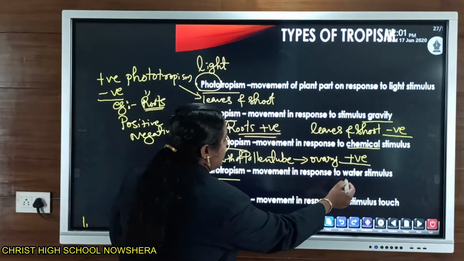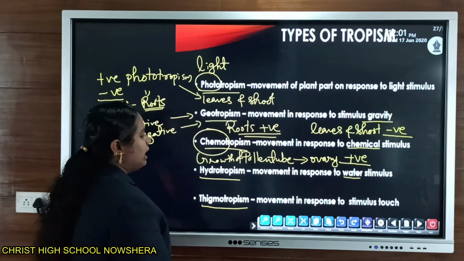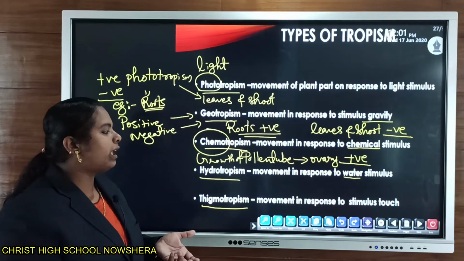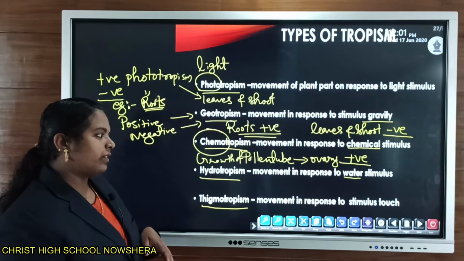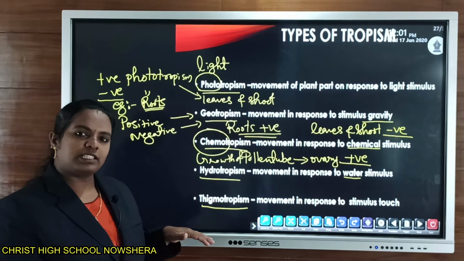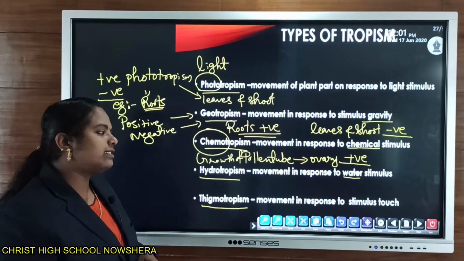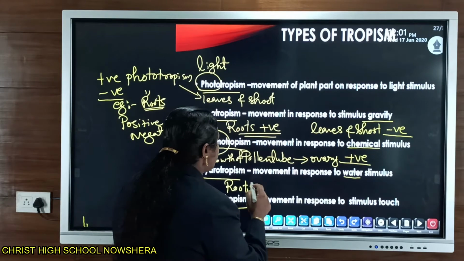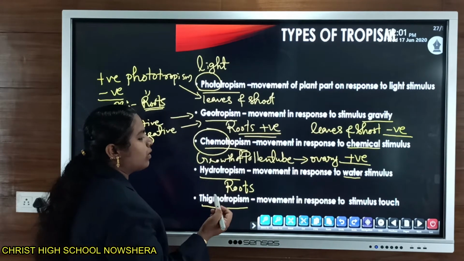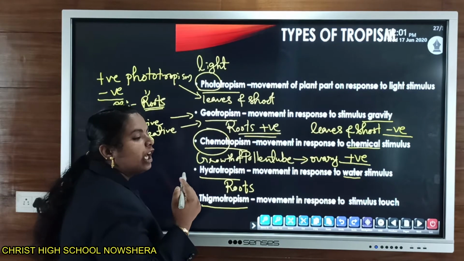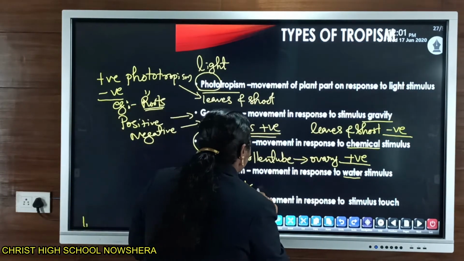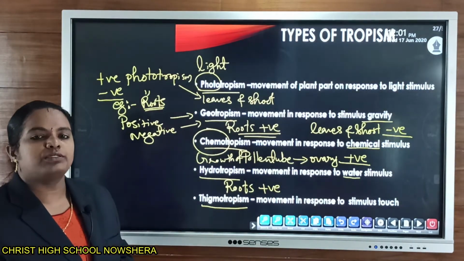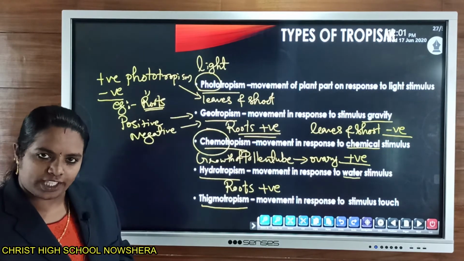Hydro means water. So here the stimulus is water. The movement of plant part in response to water stimulus. There are also two types, positive hydrotropism as well as negative hydrotropism. One example is the growth of roots. Roots normally grow towards the source of water. So we can see that roots are positively hydrotropic in nature, because roots normally move towards the source of water.